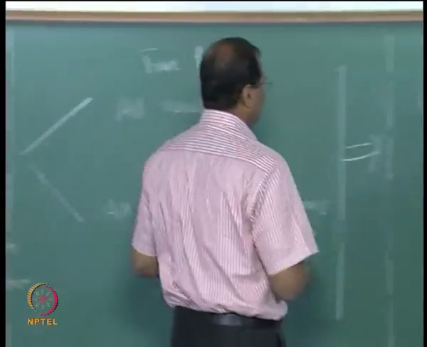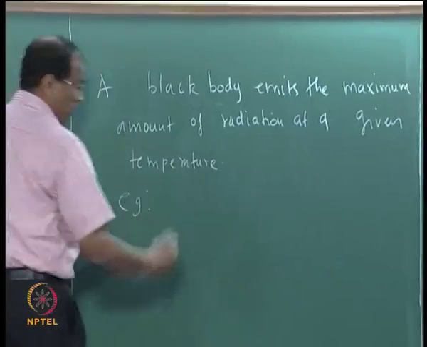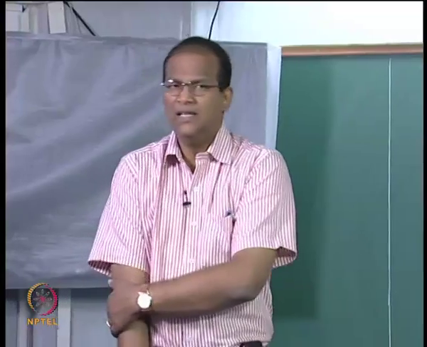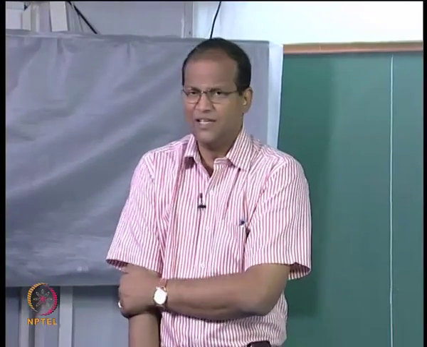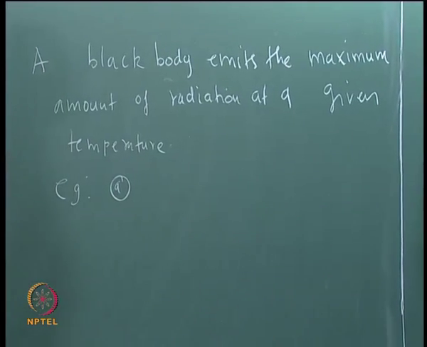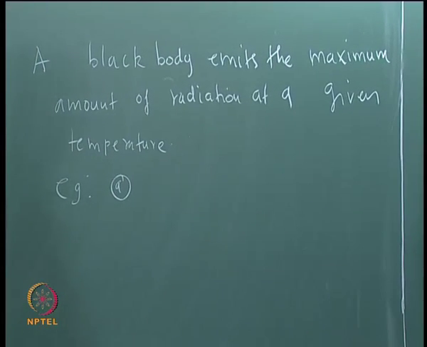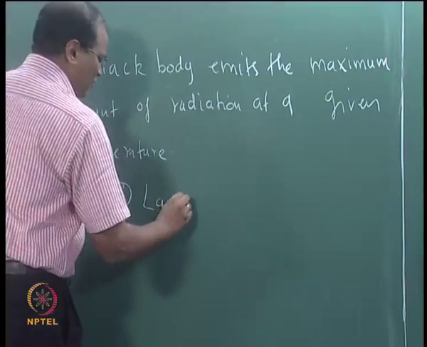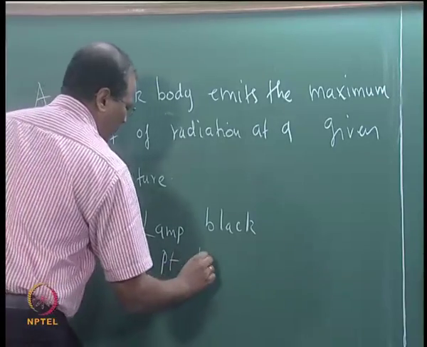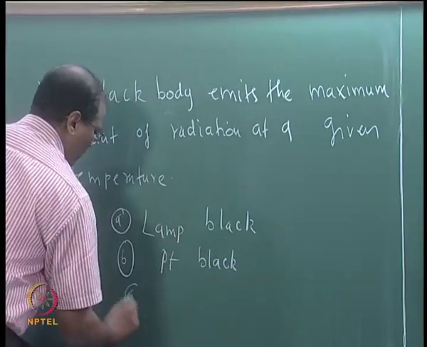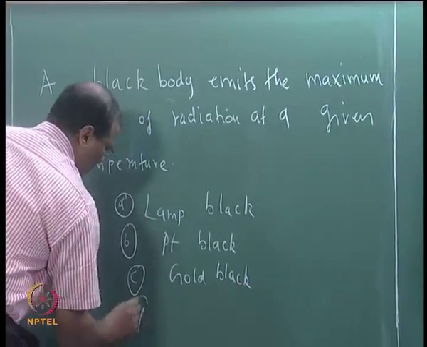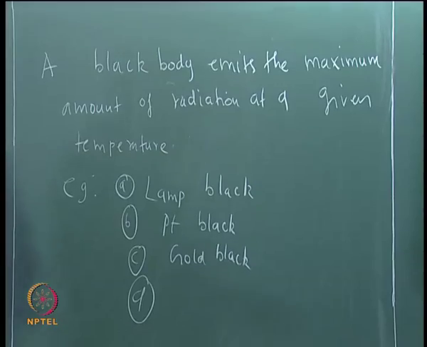Now some examples. Ice has an emissivity of 0.98, so ice comes very close; we will list ice later. Something called platinum black, lamp black, platinum black. Some special paints come very close to that.